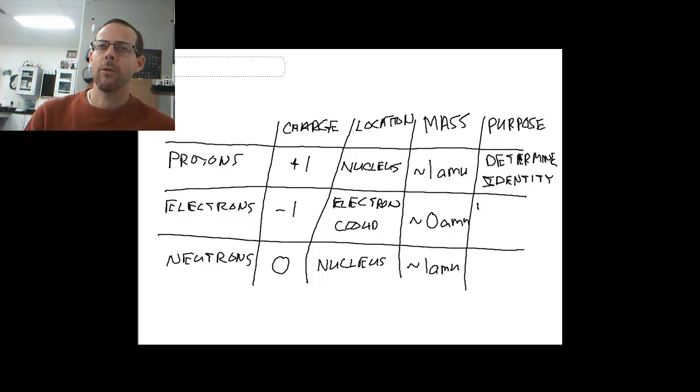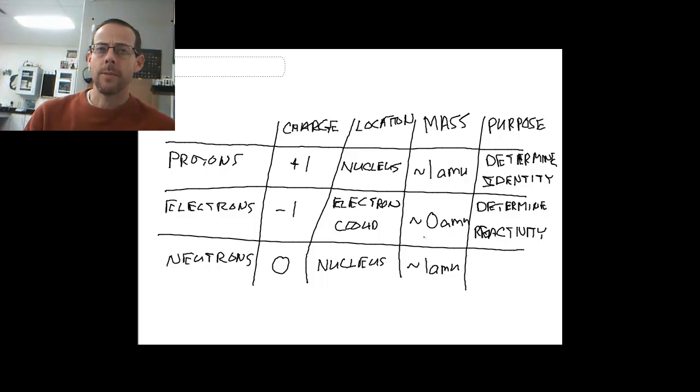Electrons determine reactivity. So how dangerous a chemical or an element is, how reactive it is, is determined by not only the number of electrons, but where those electrons are. So again, electrons determine the reactivity of a given element or a given atom.